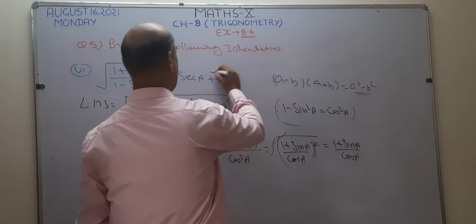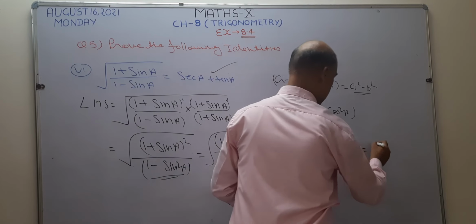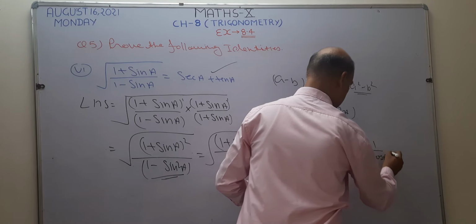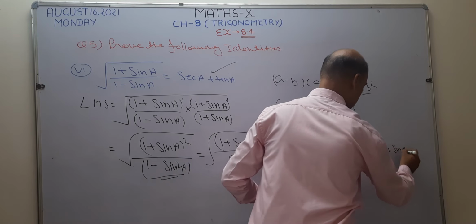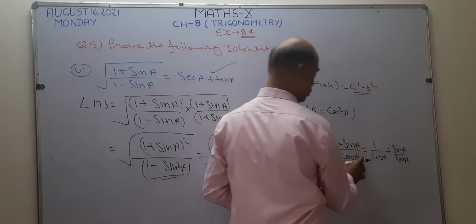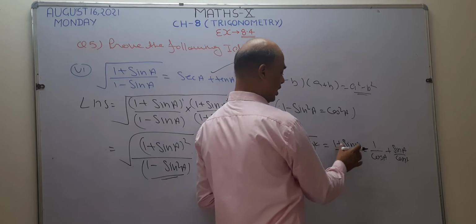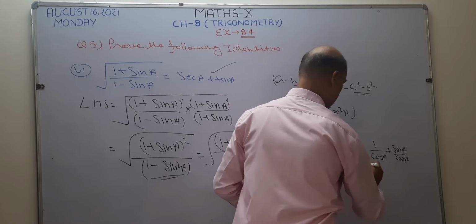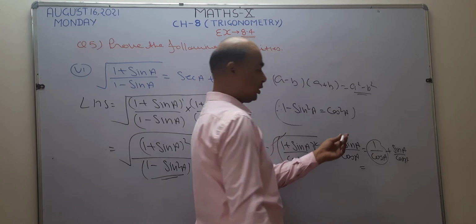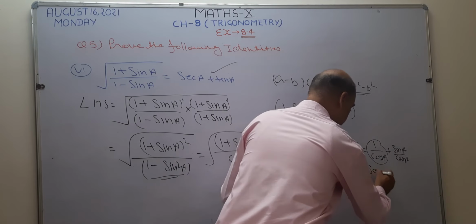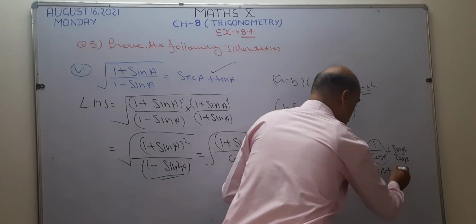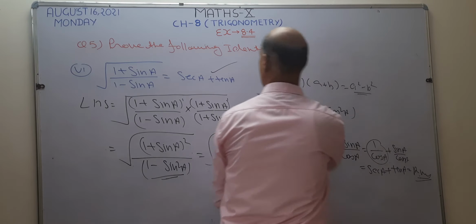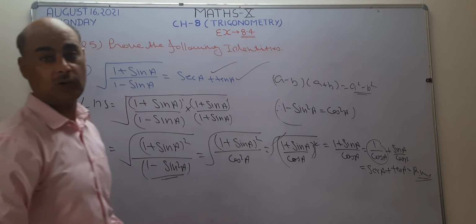Now the requirement is this, so separate 1 by cos A and sin A by cos A. Because cos is in both the terms, I want to separate. I want to write 1 by cos A and sin A by cos A. Now 1 by cos A, you know, is the reciprocal of secant. So this becomes secant A, and sin by cos, you know, is equal to tan A, which is equal to RHS. This we have to show. I hope now it is clear.